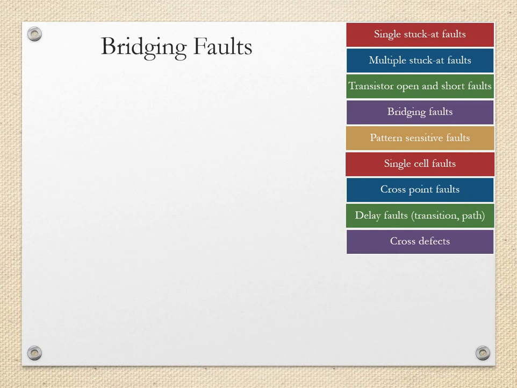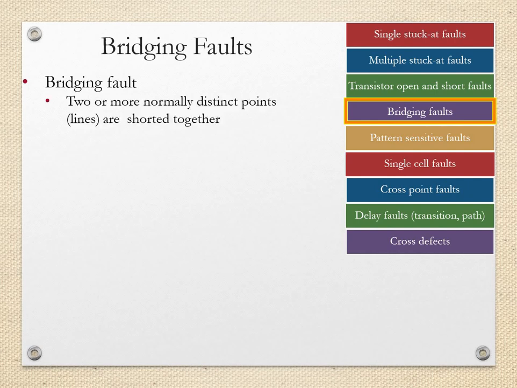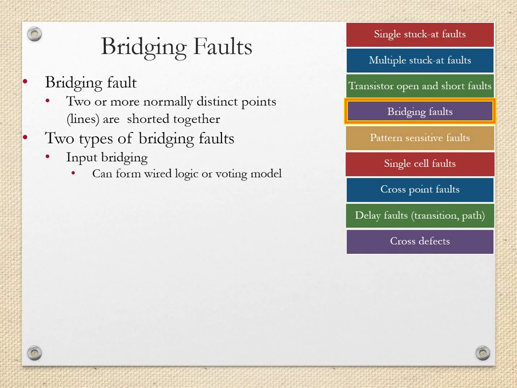Now in these types of faults, the next fault that we are going to study is the bridging fault. So two or more normally distinct points or lines are shorted together, that is called the bridging fault. So there are two types of bridging faults. Input bridging, that can form the wired logic or the voting model.